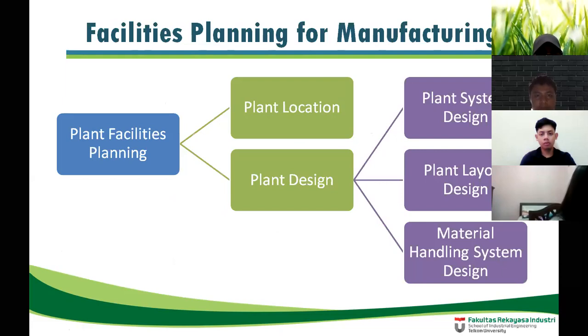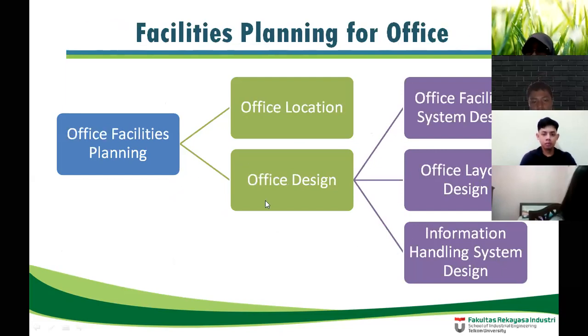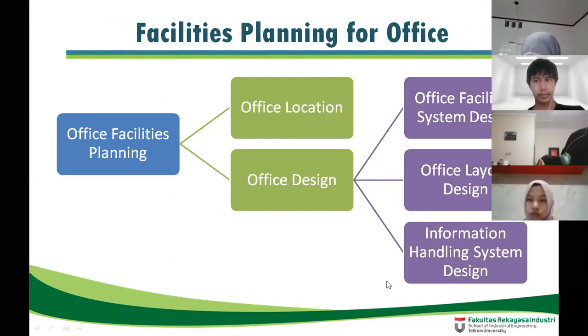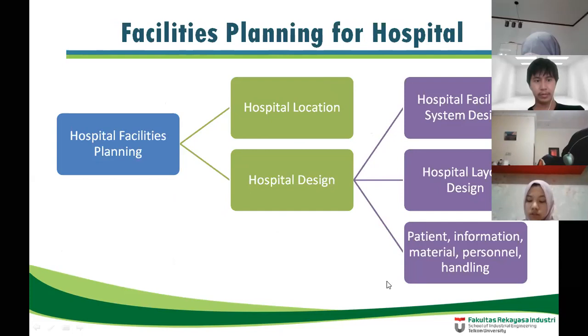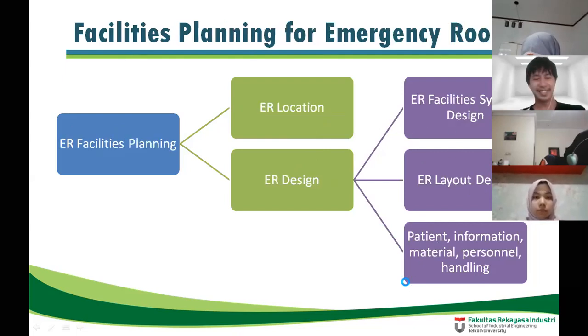Okay, so this is the scheme of facility planning. As on the screen, you may see the plan, location, design. If you implement it for an office, you will consider finding the right location of the office, the design system, handling. If you want to implement a hospital, finding the right location of the hospital, hospital design, and hospital design itself consists of three aspects: facility system, layout, and material handling.